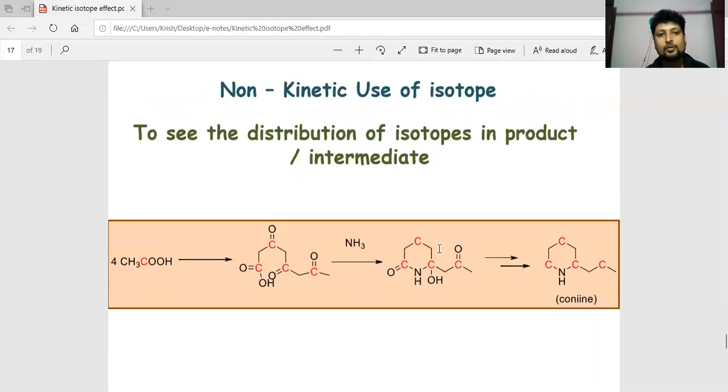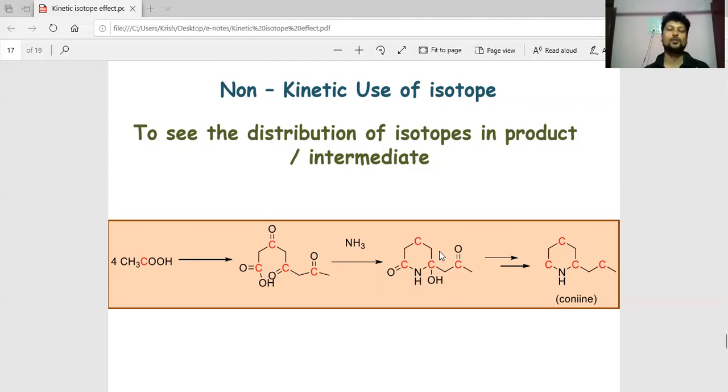Non-kinetic use: to see the distribution of isotope in the product and intermediate. Have a look. Conene is a natural product. Now, when we are preparing conene in the laboratory, we are not sure from which particular substrate, which portion of the molecule is being generated.